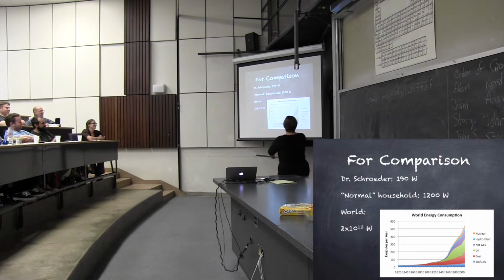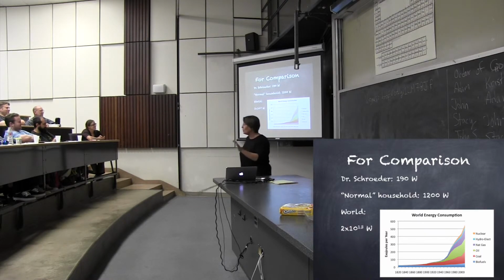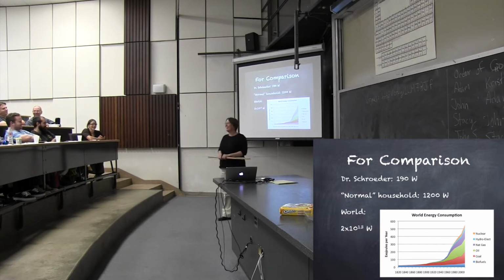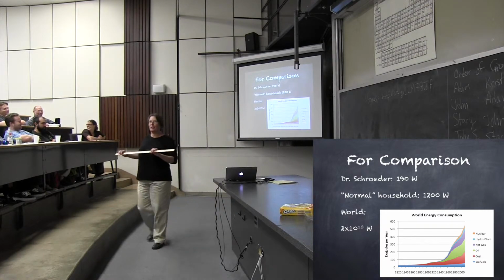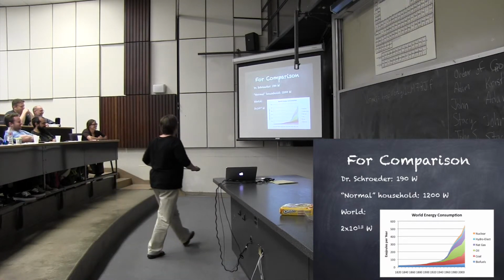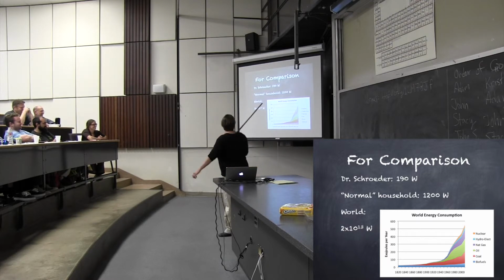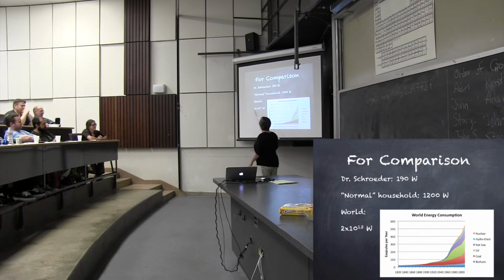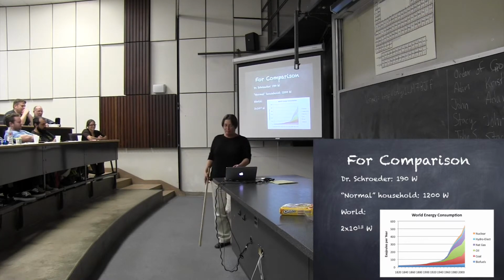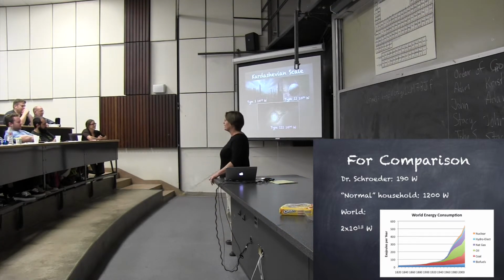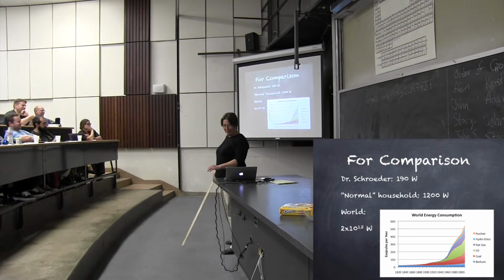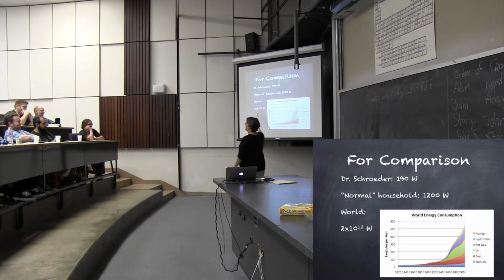So for comparison, just to compare the wattage of Kardashians versus Dr. Schroeder. Dr. Schroeder continuously emits 190 watts on social media. And the normal household does somewhat better than that. The entire world combined is at 2 times 10 to the 13 watts. I want to flip back here because it's obvious that the entire world does not include the Kardashians. Because if it did, then this number would have to be somewhat larger.